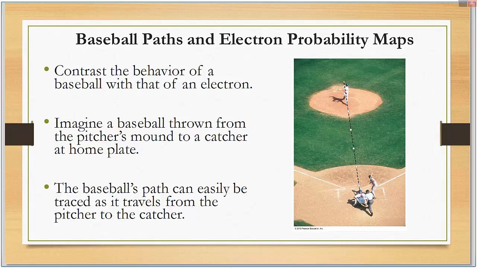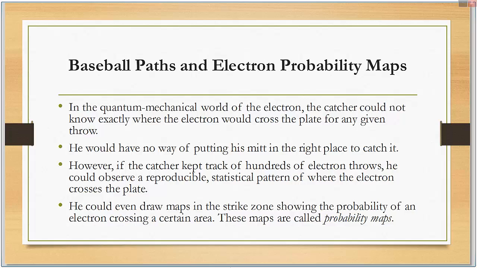Alright, so let's take an analogy of baseball. Imagine that the pitcher throws a pitch to the catcher at the home plate. The baseball's path can be easily traced as it travels from the pitcher to the catcher, and so therefore the catcher can catch it. In the quantum mechanical world of an electron, the catcher could not know exactly where the electron would cross the plate for any given throw. So it's like having a catcher that's blind. You can know the probability of where that ball is going to land, but you don't know it exactly. He would have no way of putting his mitt in the right place to catch it.